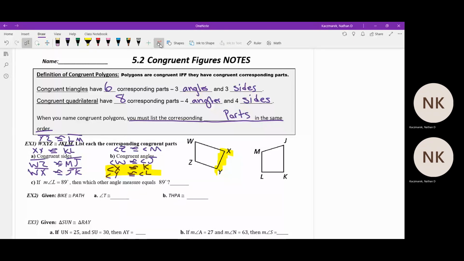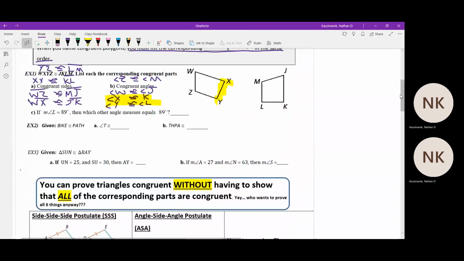So C is talking about, well, if there's a measure that's 89 degrees, we're going to call it L. Which other angle is going to be 89? So looking at my diagram, well, L is congruent to what?